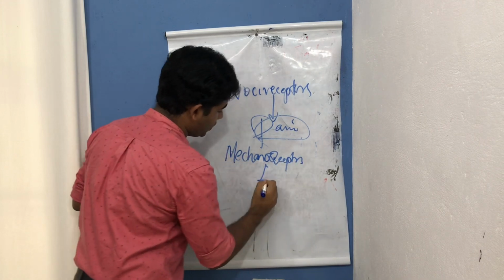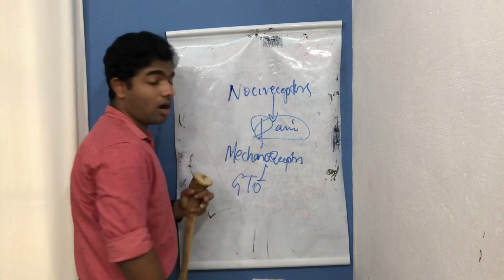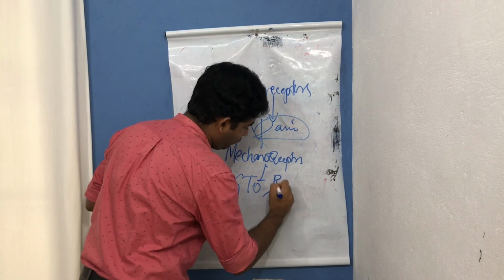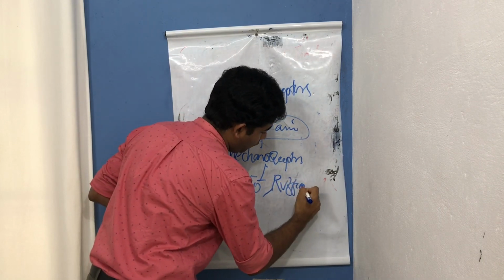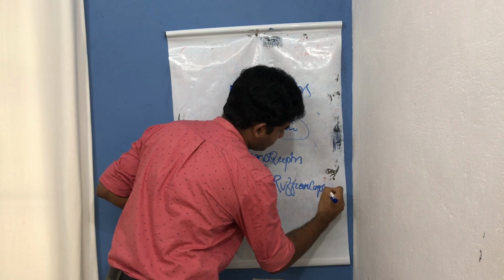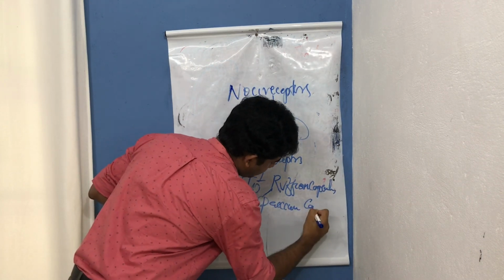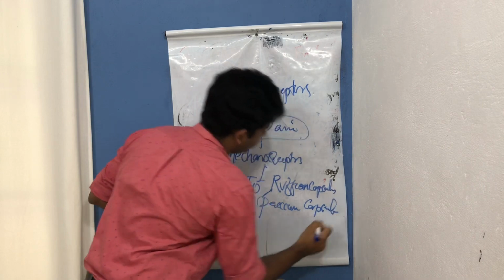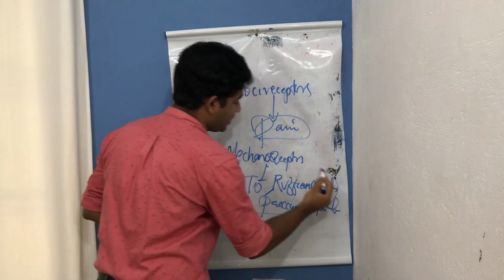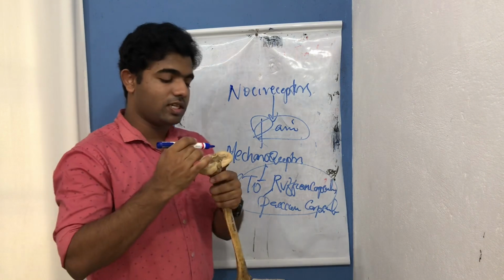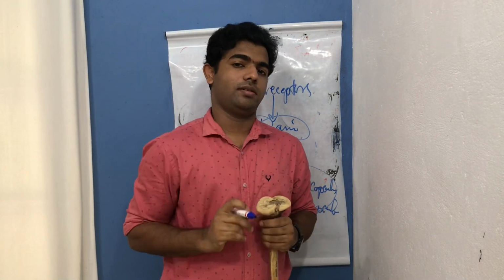such as your GTO. What is GTO? Golgi tendon organ, Ruffinian corpuscles, and Pacinian corpuscles. These are some mechanoreceptors that are seen in our human body, and they are richly seen in the periphery of the meniscus.